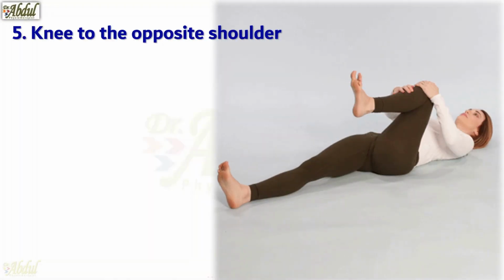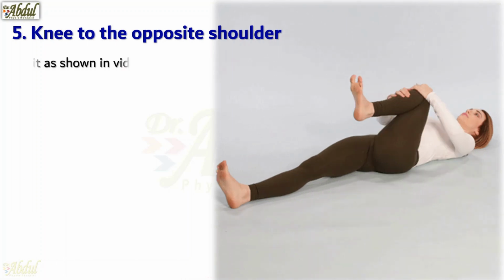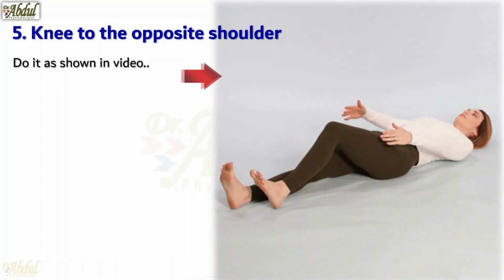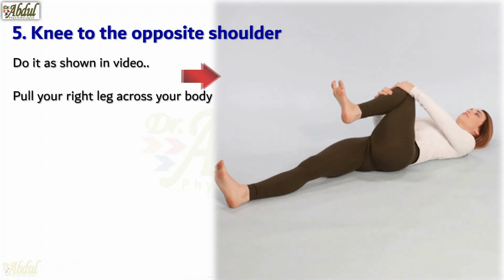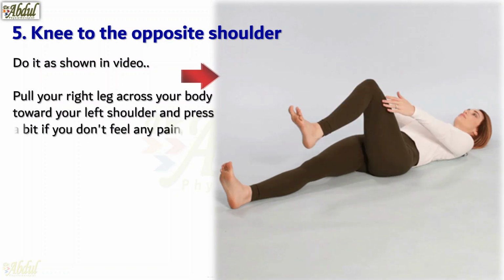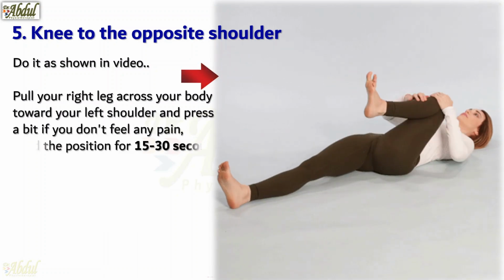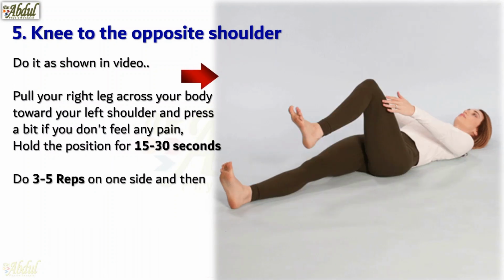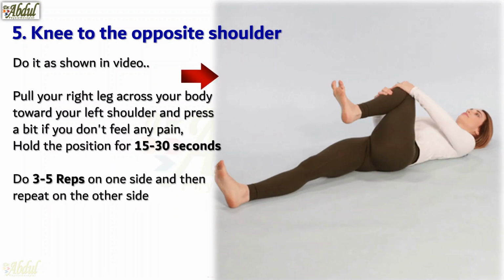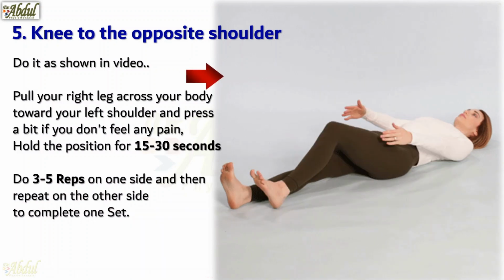5. Knee to the opposite shoulder. Do it as shown in the video. Pull your right leg across your body toward your left shoulder and press a bit. If you don't feel any pain, hold the position for 15 to 30 seconds. Do 3 to 5 reps on one side and then repeat on the other side to complete one set.